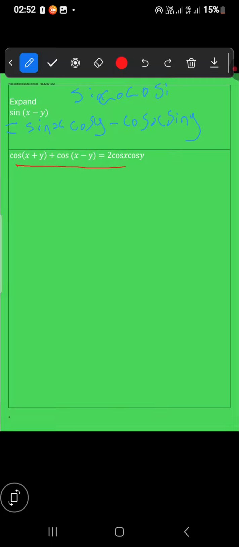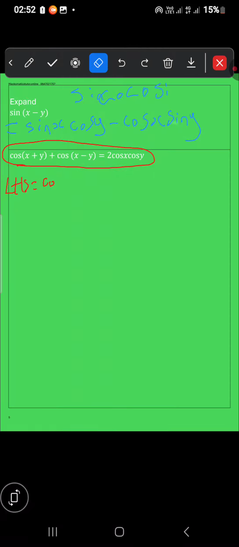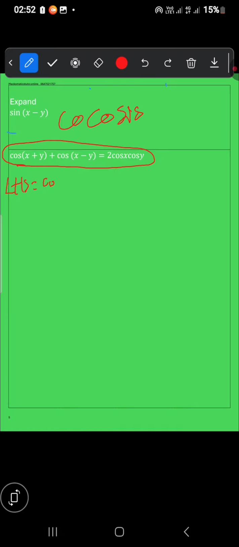We're dealing with this one now, and we want to prove that the left hand side is equal to the right hand side. So let me start on the left hand side. On my left hand side, I'm going to expand this. This is the same as cos. Remember the compound angle identity of cos is cosine. So this is cos x cos y.